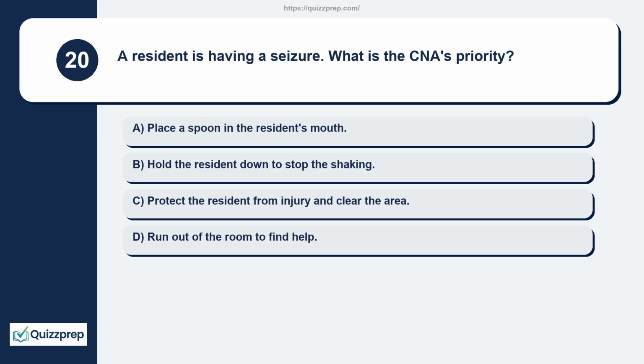Question 20. A resident is having a seizure. What is the CNA's priority? Place a spoon in the resident's mouth. Hold the resident down to stop the shaking. Protect the resident from injury and clear the area. Run out of the room to find help.